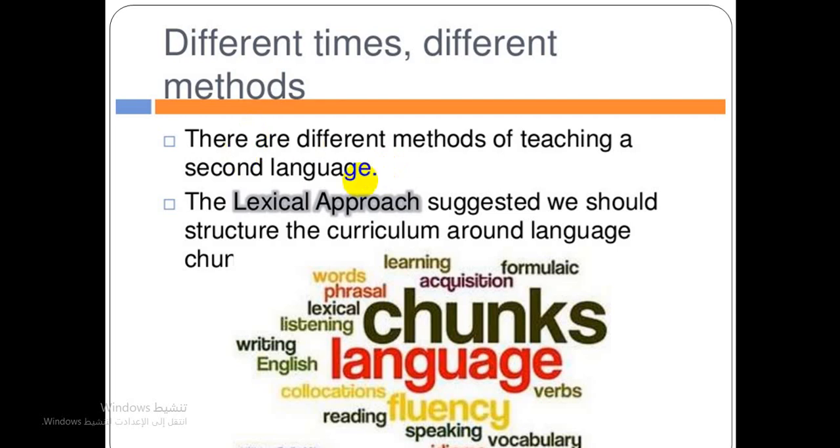Lexical approach, where it was suggested that we as teachers should structure our curriculum around language chunks. These are the various phrases of two or more words which we as teachers use as units of meaning to communicate with.